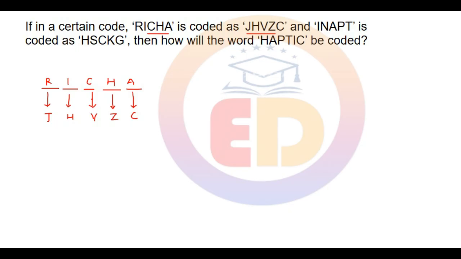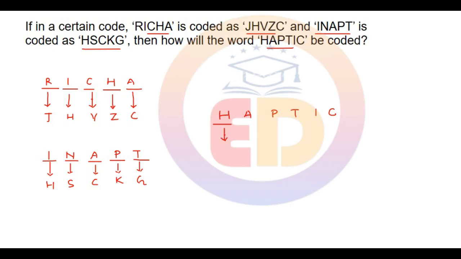Additionally, they say that INAPT is coded as HSCKG. Let's write down. INAPT is coded as HSCKG. So code for I is H, code for N is S, code for A is C, code for P is K, and code for T is G. And now they're asking, what will be the code of the word HAPTIC? We have to find the code of the word HAPTIC from the given codes.